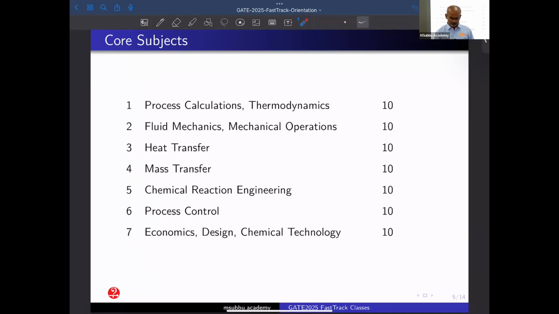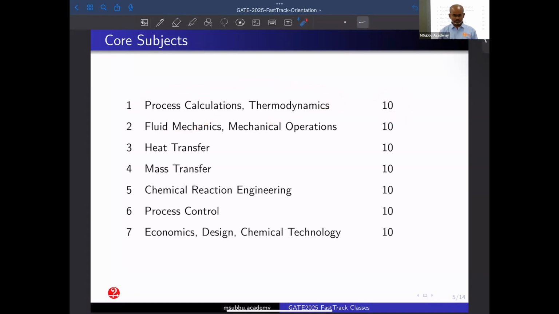Coming to the allocation for the core subjects, we have 7 groups of subjects. The first one is process calculation and thermodynamics, which together carry 10 marks, out of which thermodynamics carries more weightage. Of course, we study thermodynamics as normally a 2 semester course. So 2 plus 1, 3 subject content carries a weightage of 10 marks, and fluid mechanics and MO, which is relatively easier in comparison, also carries 10 marks, and is only a 1 plus 1, 2 semester course.